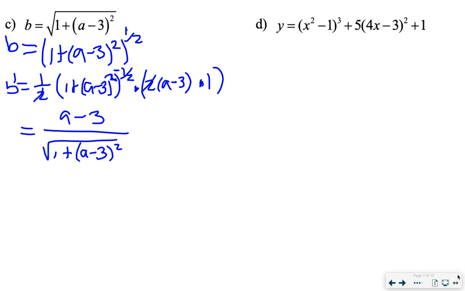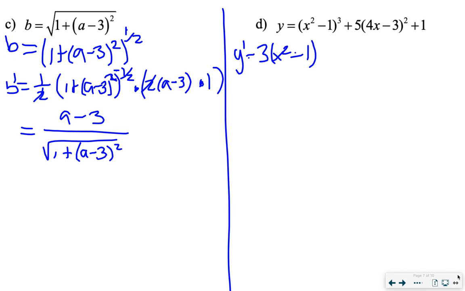All right, d, the derivative. Alrighty, just gonna do this. There we go. So my y prime. Okay, so take that power rule. 3x squared minus 1 squared multiplied by the derivative of the x squared minus 1, which is 2x, plus, using my power rule, 10 times 4x minus 3 to the 1, times the derivative of 4x minus 3, which is just 4.